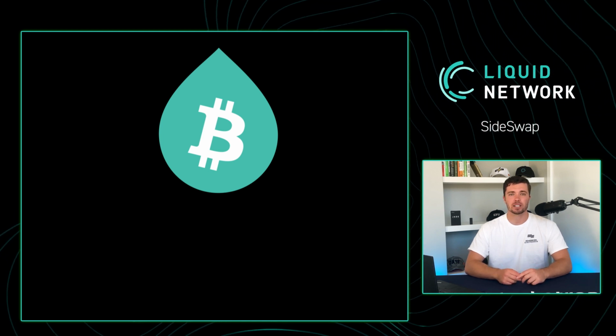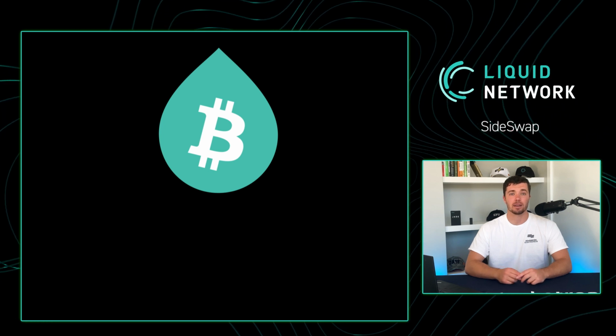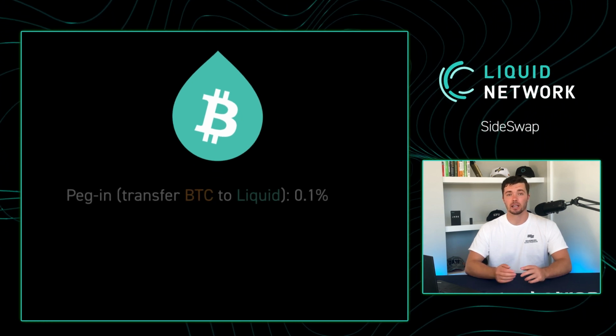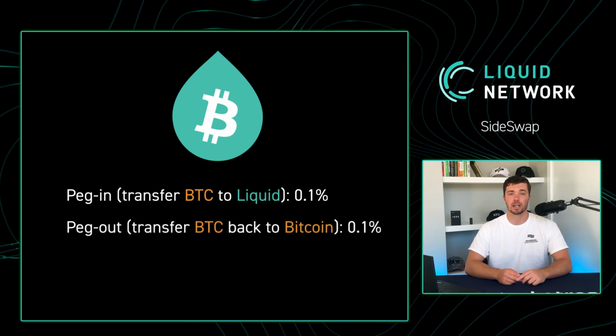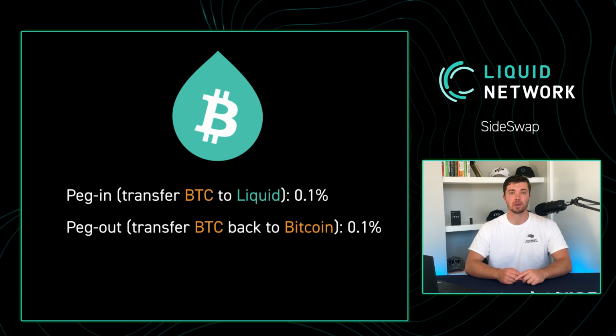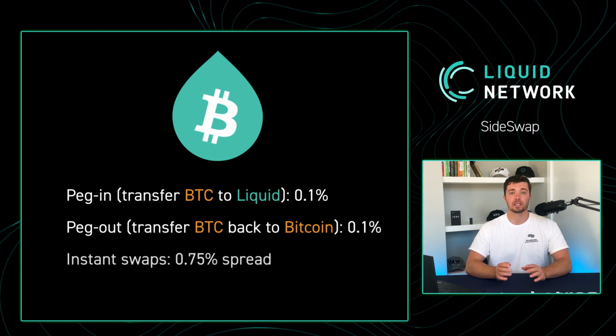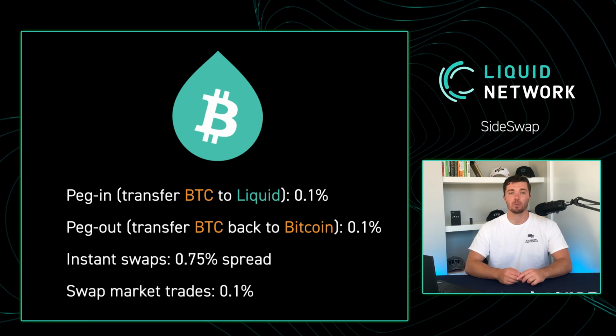For other transactions on SideSwap, the fee structure is as follows. Pegging in, which is transferring Bitcoin to Liquid Bitcoin, has a 0.1% fee. Pegging out, which is transferring Liquid Bitcoin to main chain Bitcoin, is 0.1% fee. Instant swaps have a 0.75% spread, and the swap market trades have a 0.1% fee.